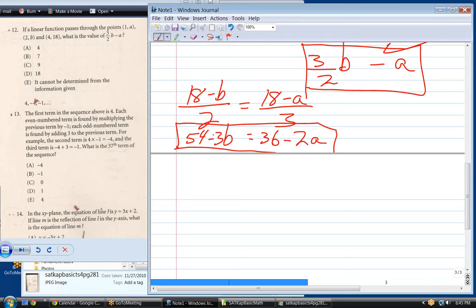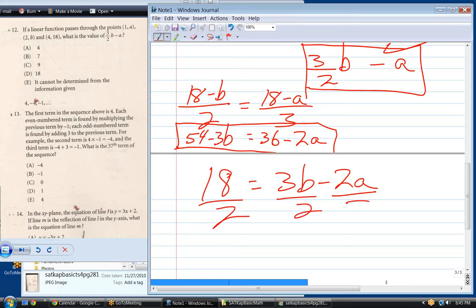So let's see. I want to move the b to the right. So I'll have 3b minus 2a equals, move the 36 to the left, 18. And now, if I divide everything by 2, I got my answer. I got 9. I got 3 halves b minus a equals 9.